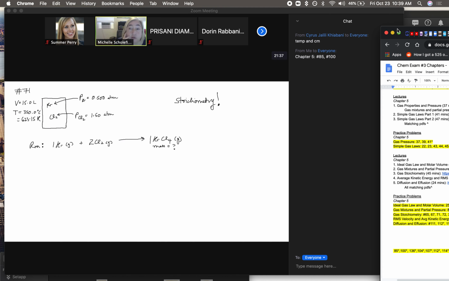In a stoichiometry problem, the first step is always to write a balanced equation. We've done that. We've got a balanced equation for the reaction being described. What is the second step in every single stoichiometry problem? Get moles. We need to get moles. How are we going to get moles here?